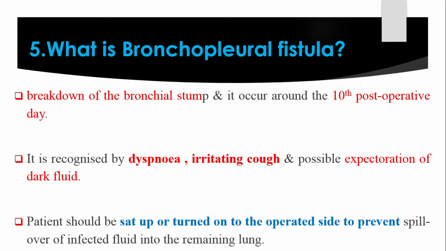It is a breakdown of the bronchial stump and it occurs around the 10th post-operative day following pneumonectomy, and if it is small, it may not be noticed until much later. It is recognized by dyspnea, irritating cough and possible expectoration of dark fluid, and associated empyema is mostly seen. The patient should sit up and or turn onto the operated side to prevent the spillover of infected fluid into the remaining lung. That is about the positioning.